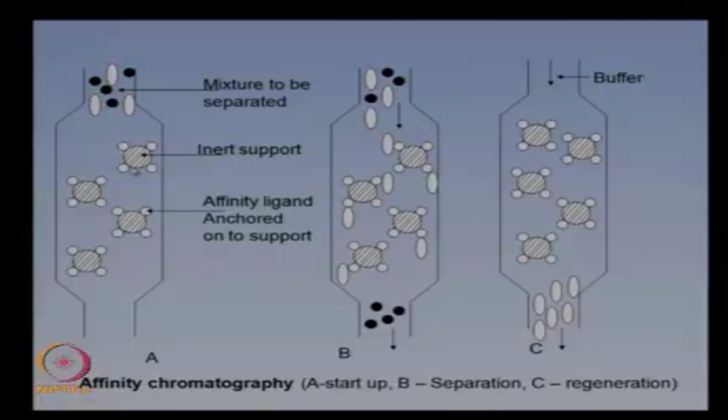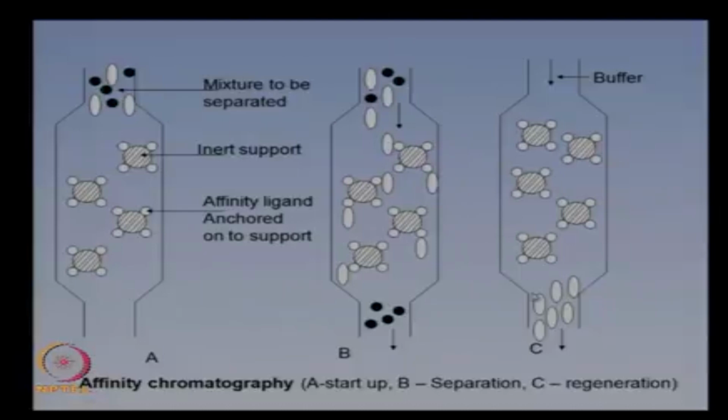So again we have a stationary matrix and we have the affinity ligand anchored to the support. So you have a mixture to be separated, you have components which are complementary to the ligand and components which are not complementary to the ligand. So this is a mixture of proteins, and only these proteins bind specifically to these ligands, whereas the other proteins are not complementary, so they travel down the column without getting bound. So what happens, only these proteins are enriched, the other proteins go out.